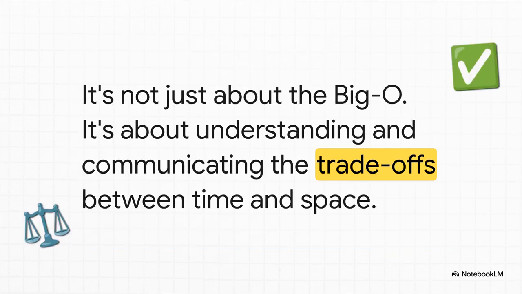And that brings us to the most important takeaway of all. A truly great engineer doesn't just state the Big O. They talk about the trade-offs. They'll say something like, okay, my solution is O(n) time, but it also uses O(n) extra space. Now, if memory is super tight on this system, we could use an O(n squared) approach that only needs constant space. That discussion, that is what absolutely aces a coding interview.